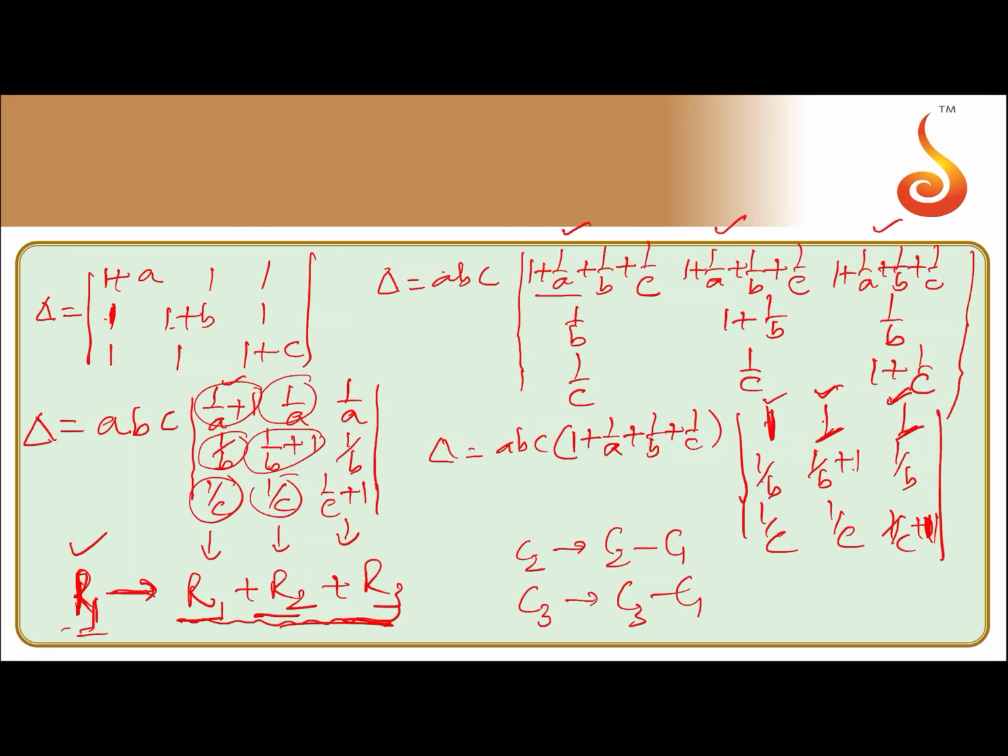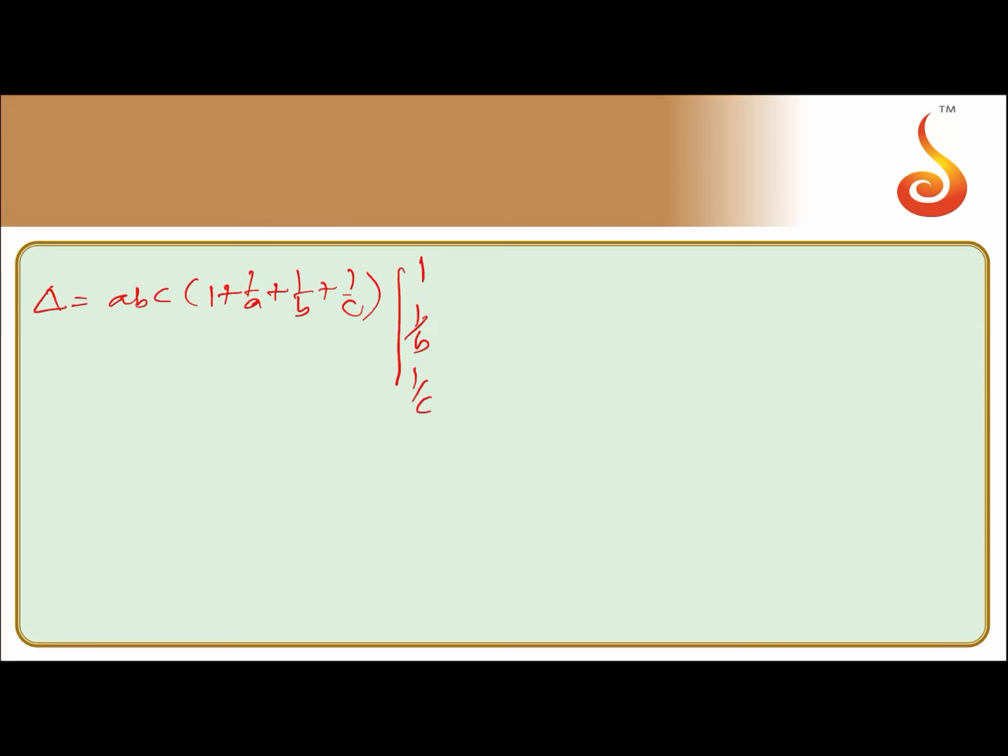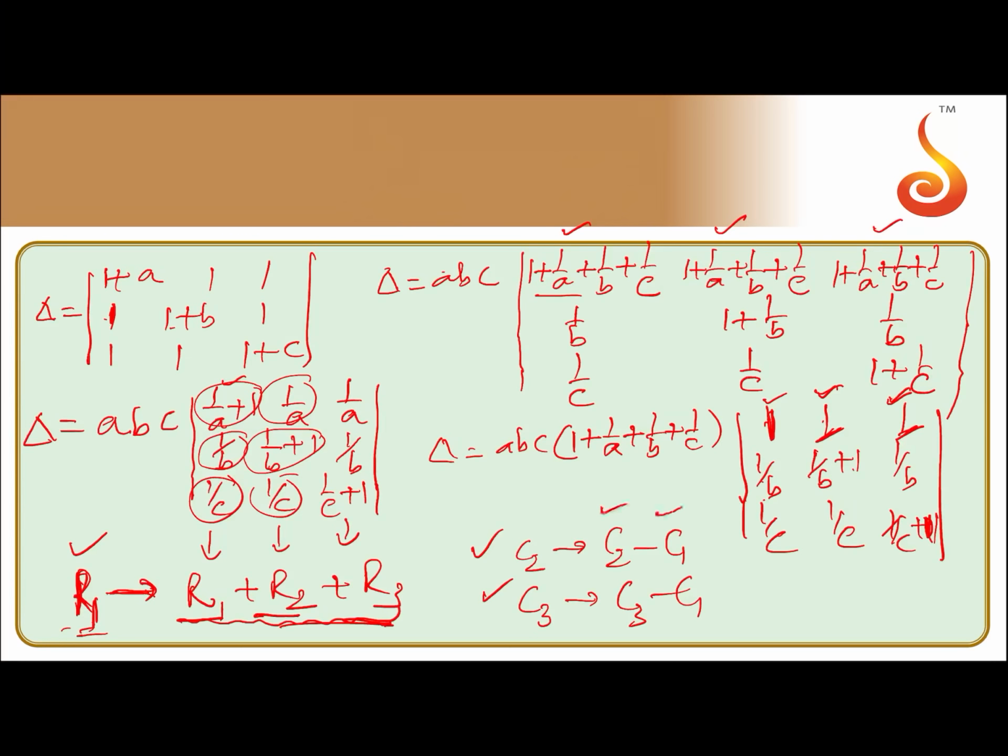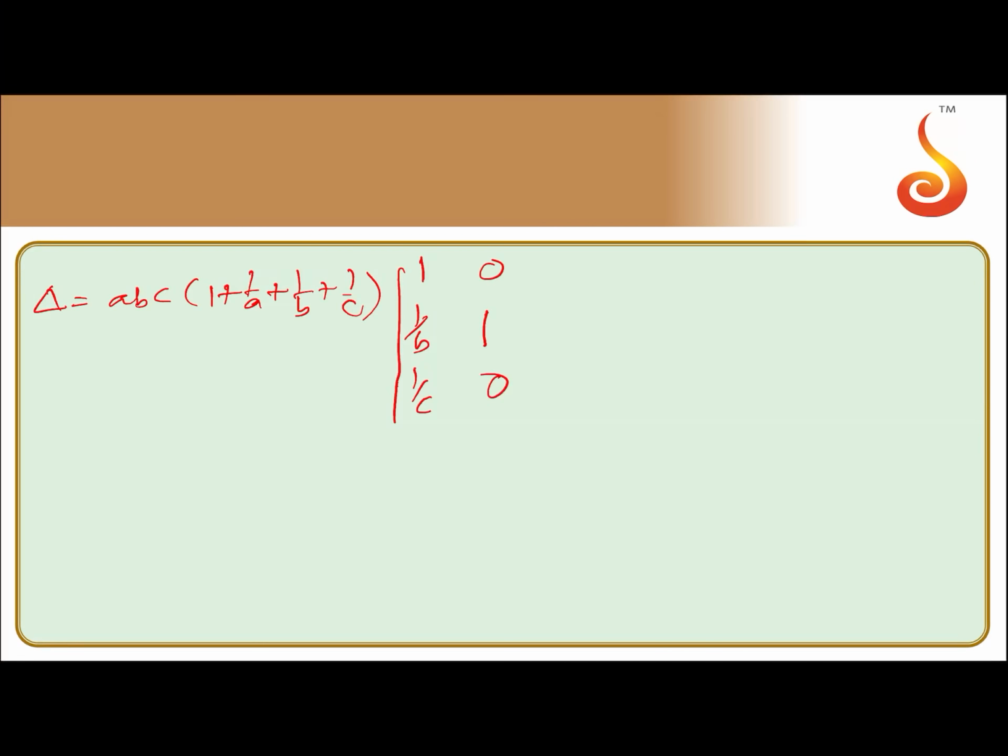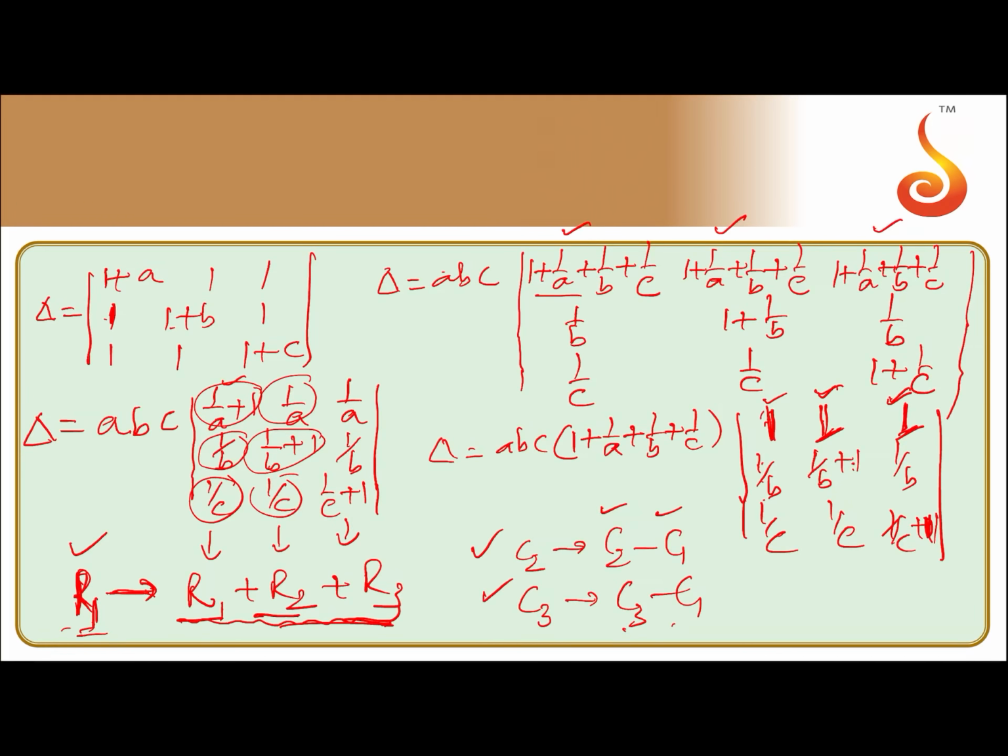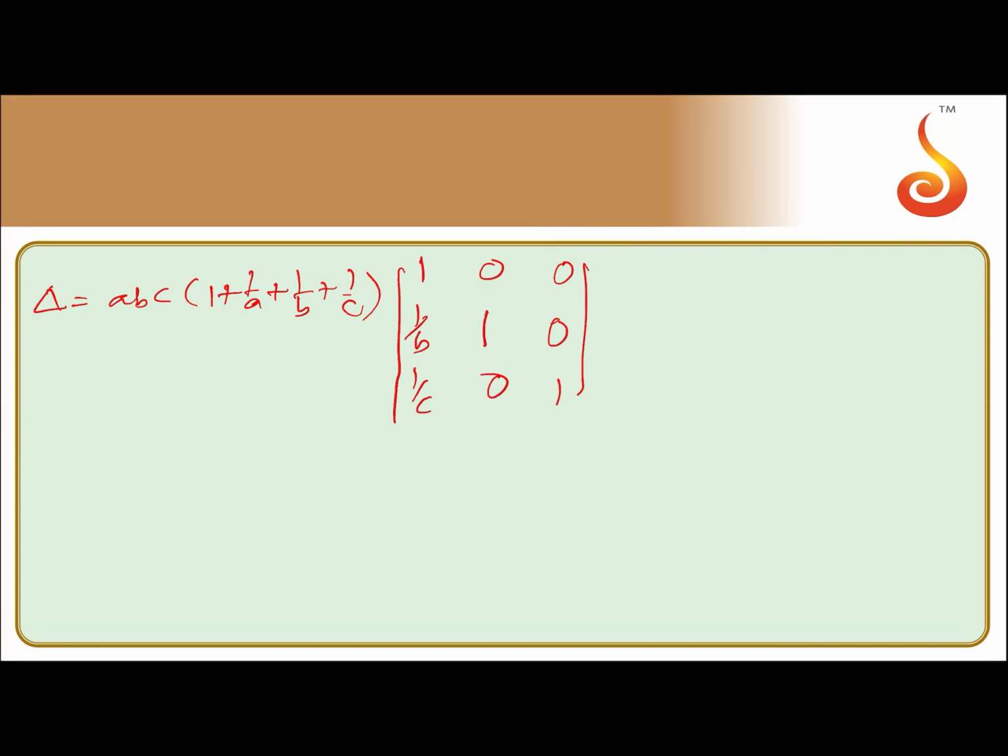Applying these properties on the determinant, I will be getting delta equals ABC multiplied by 1 plus 1 by A plus 1 by B plus 1 by C into, as we are changing C2, C3, no change in the first column, 1, 1 by B, 1 by C. 1, 1 by B, 1 by C. And in the second column, C2 minus C1. Subtracting it, 1 minus 1 becomes 0. And 1 by B plus 1 minus 1 by B will be 1. And 1 by C minus 1 by C will be 0. In the same way, you can check the other elements. In the third column, C3 minus C1, 1 minus 1, 0. 1 by B minus 1 by B, 0. 1 by C plus 1 minus 1 by C will become 1.